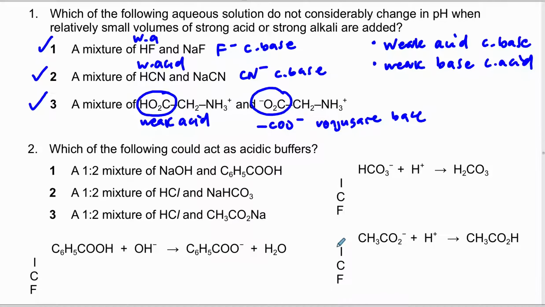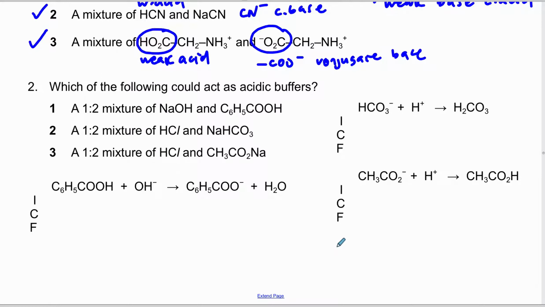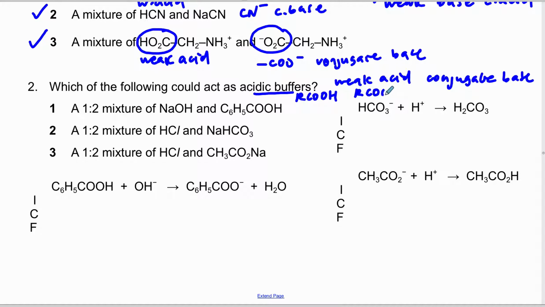Which of the following could act as acidic buffers? Acidic buffers generally would constitute a weak acid as well as its conjugate base. In general, for this question, you will notice that if I give you carboxylic acid as well as its carboxylate ion, which is the conjugate base, it will be a buffer. So let's look at these few options.